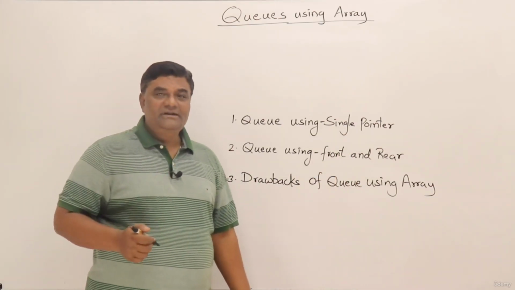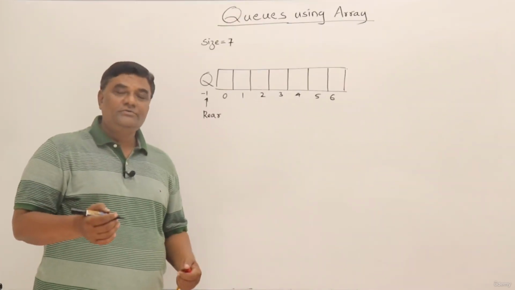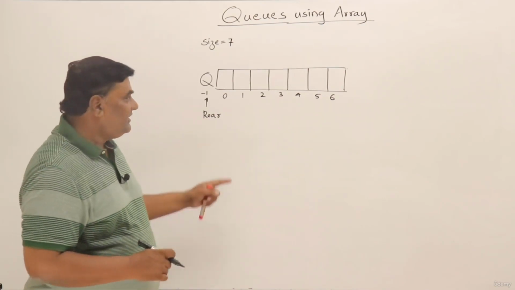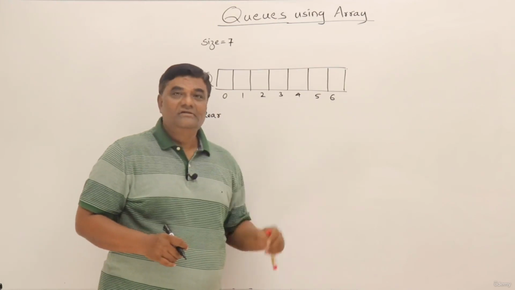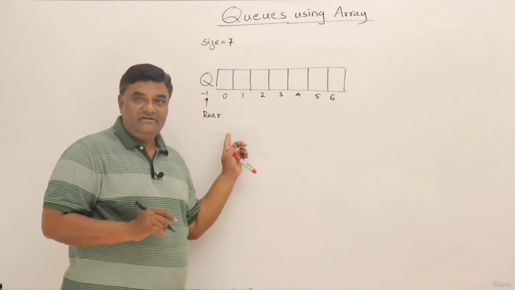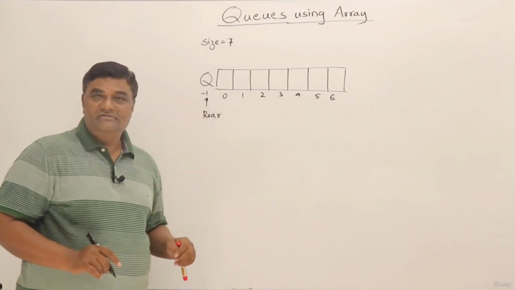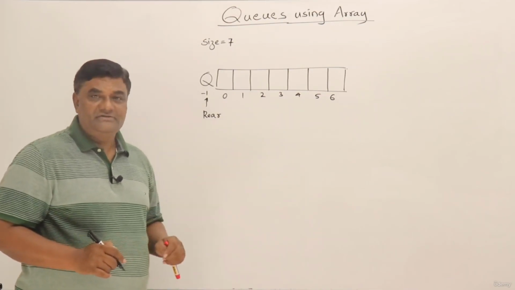So let us start with implementation of queue using single pointer. For implementing a queue using array, I have to take an array of a fixed size. So I have an array of size 7 here. Indices are from 0 to 6. And I need one pointer, so I have taken a pointer that is the rear pointer. Initially there is nothing in the queue, so it is pointing to -1. So right now the queue is empty because rear is equal to -1.